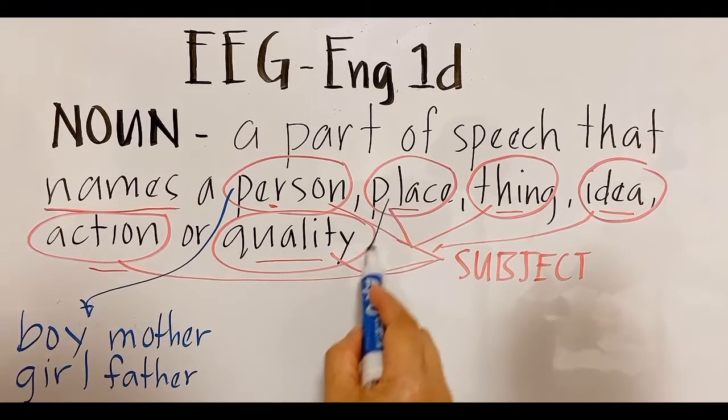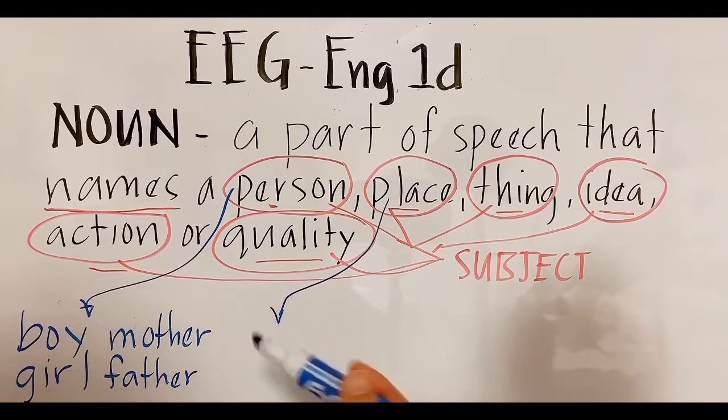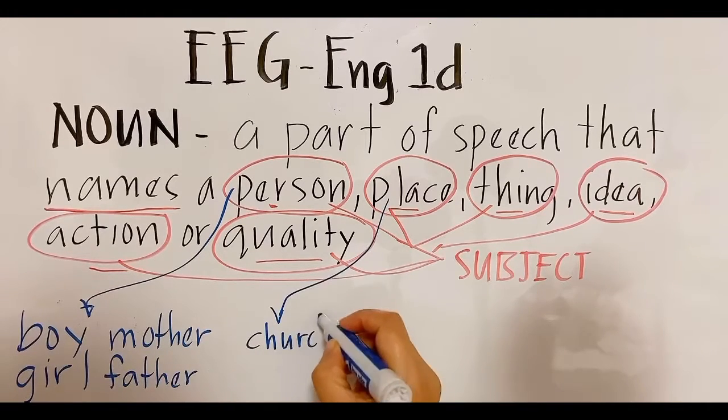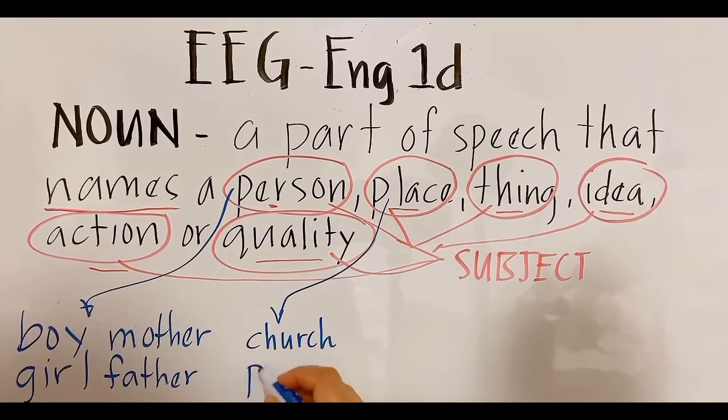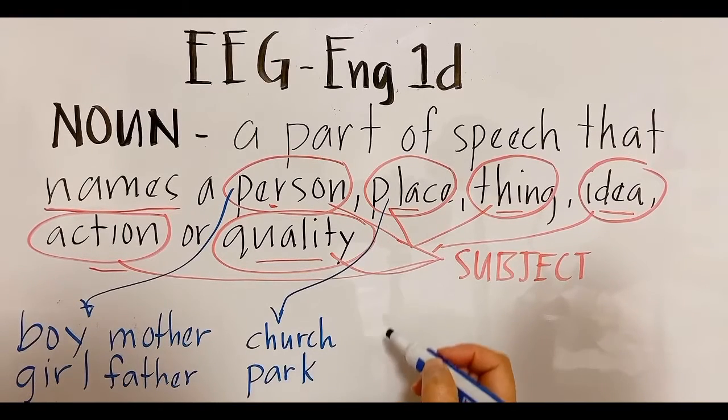How about the place? Let's give examples. Can be the church, can be the park. Where else? Can be the mountains, the river. As long as it's a place. Can also be the classroom, the room, the kitchen.